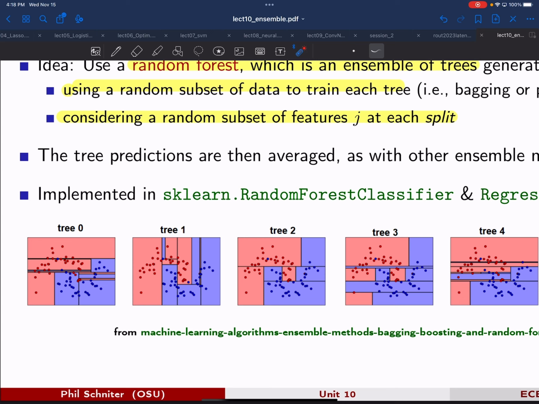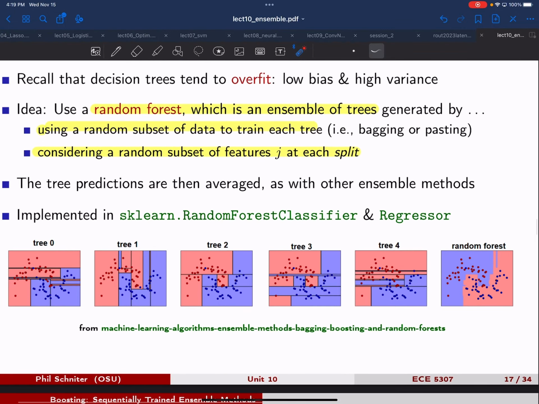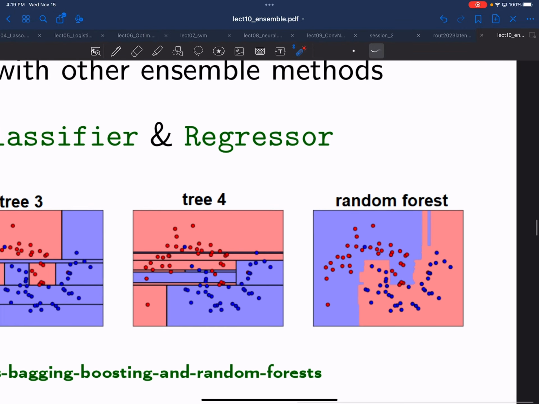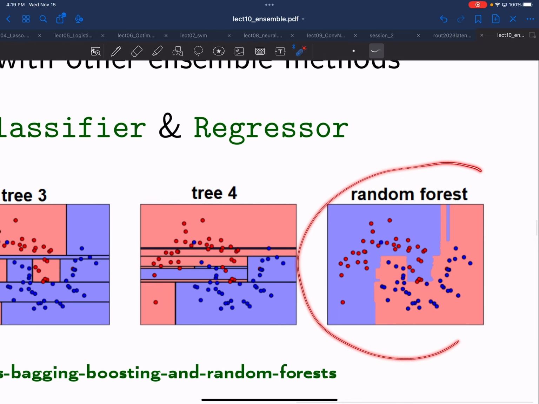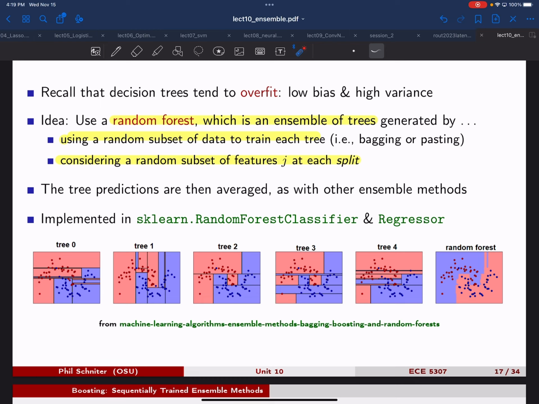In any case, when you look at the individual trees, you can see that they're doing things that kind of make sense, but clearly they're not working perfectly. On the other hand, when you average the predictions of those 5 trees, you get something like this, and you can see that it has much more reasonable decision regions, closer to what you would expect. This is just an example, but overall, this method is super powerful. It works super well.